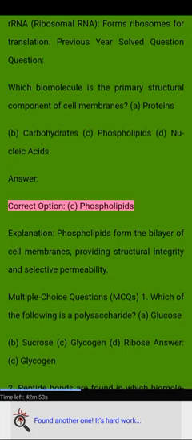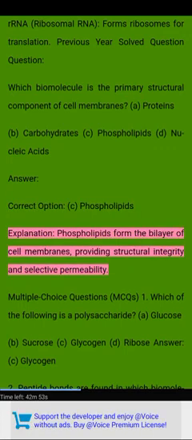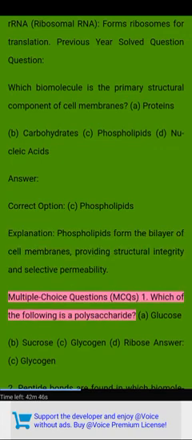Correct option, C. Phospholipids. Explanation: Phospholipids form the bilayer of cell membranes, providing structural integrity and selective permeability. Multiple choice questions, MCQs. 1.